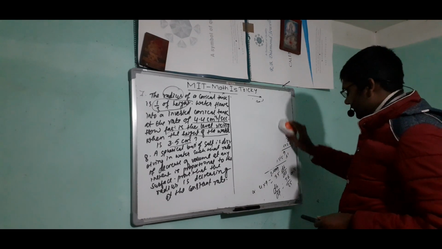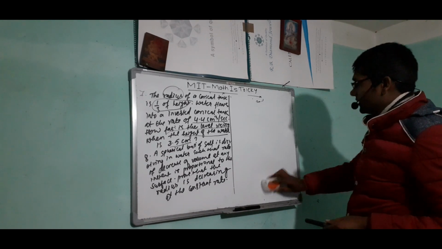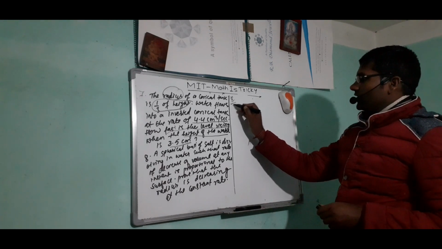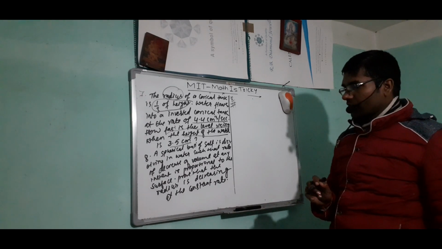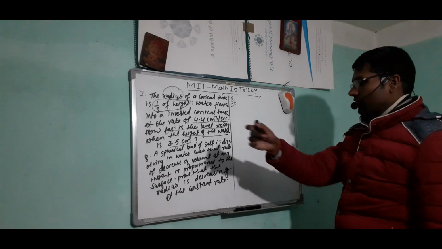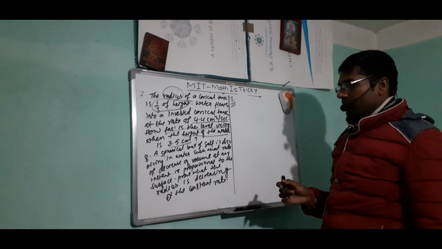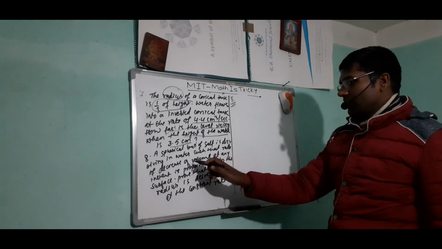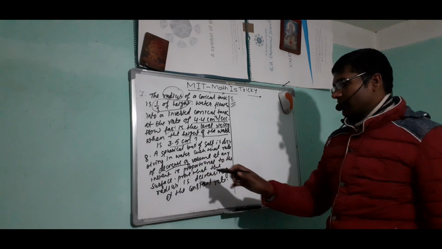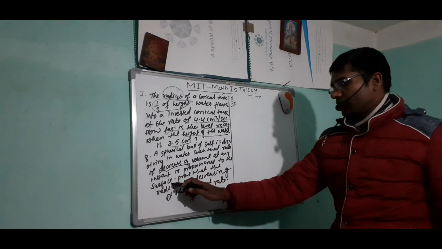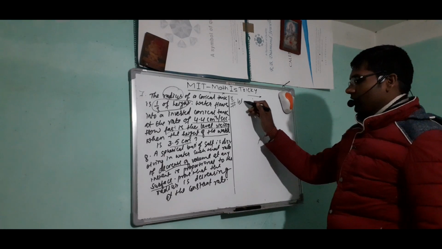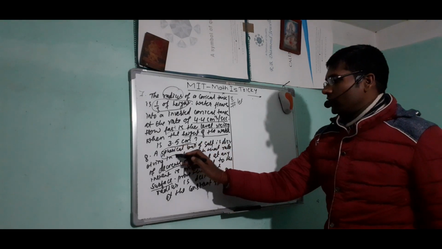Question number 8 is here. Let me solve it for you. A spherical ball of salt is dissolving in water in such a way that the decrease of volume is proportional to its surface. Remember, surface means total surface. So we are talking about a spherical ball.